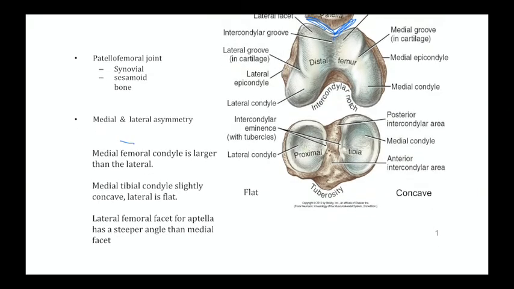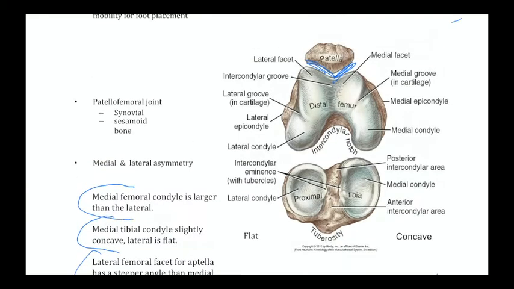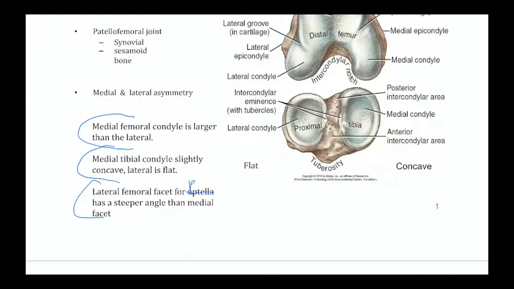The medial femoral condyle is larger than the lateral, has a little bit more muscle attachments there, so it probably needs to be a little bit bigger. The medial tibial condyle is slightly concave, and the lateral is more flat. So there are some differences between the two. The lateral femoral facet of the patella has a steeper angle than the medial facet. So that steeper angle here, and that should be patella, although there's one T and two A's.